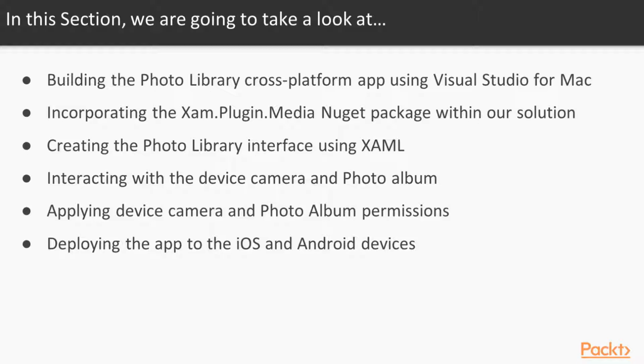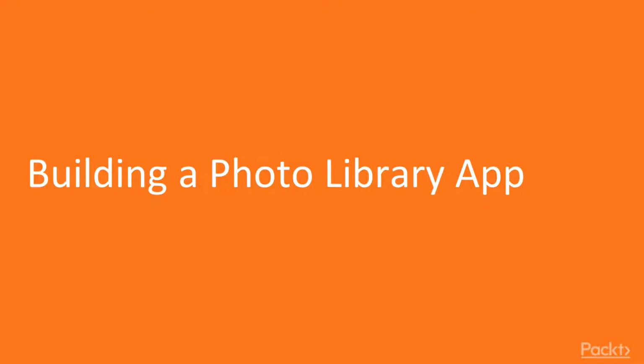We will then incorporate the Xamarin Permissions plugin NuGet package and then add the necessary permissions to our Android manifest and info.plist files for our Android and iOS platforms. Finally, we will deploy our application to our Android device and use a third-party program called Visor to mirror the output shown on a physical device to our emulator. Building a photo library app.